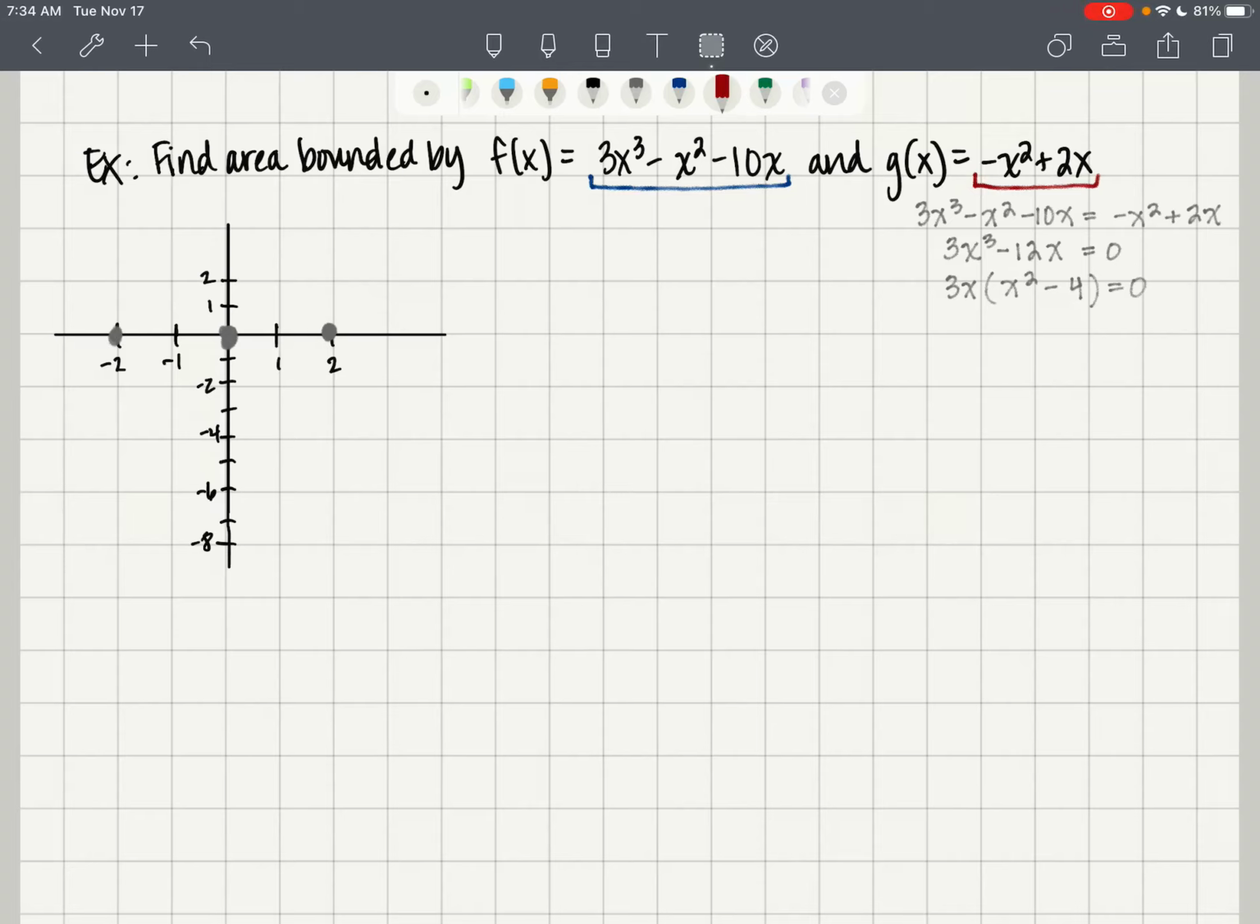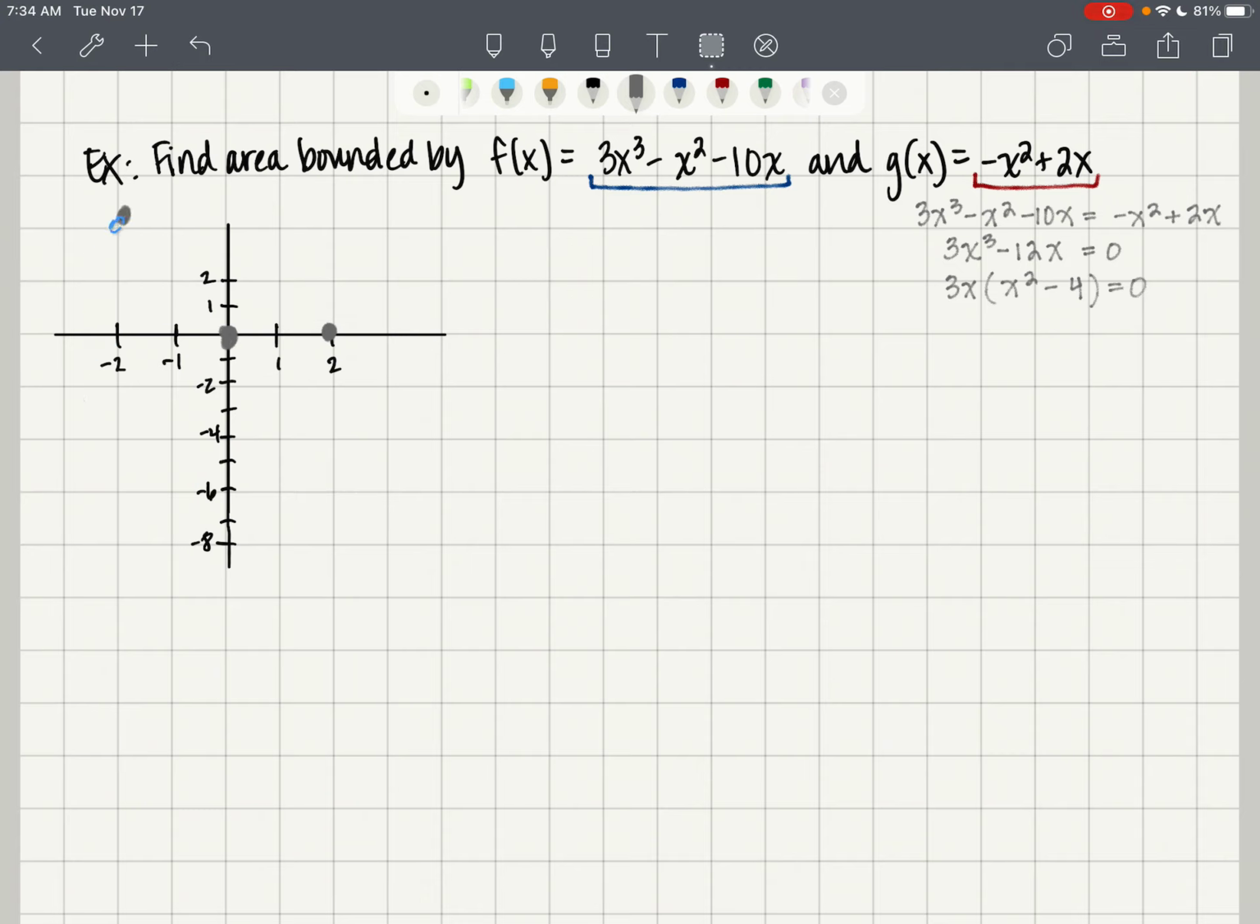We're going to find the area between these two curves. Our first step is to set the two functions equal to each other so we know where they are going to intersect one another. So I took 3x cubed minus x squared minus 10x and set it equal to negative x squared plus 2x. And you can see here that I solved, and I found that I have an intersection point at x equals negative 2, 0, and 2.